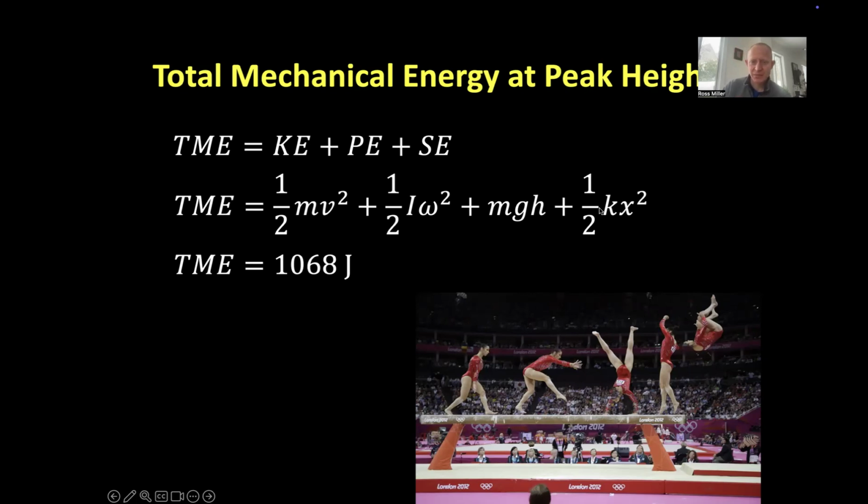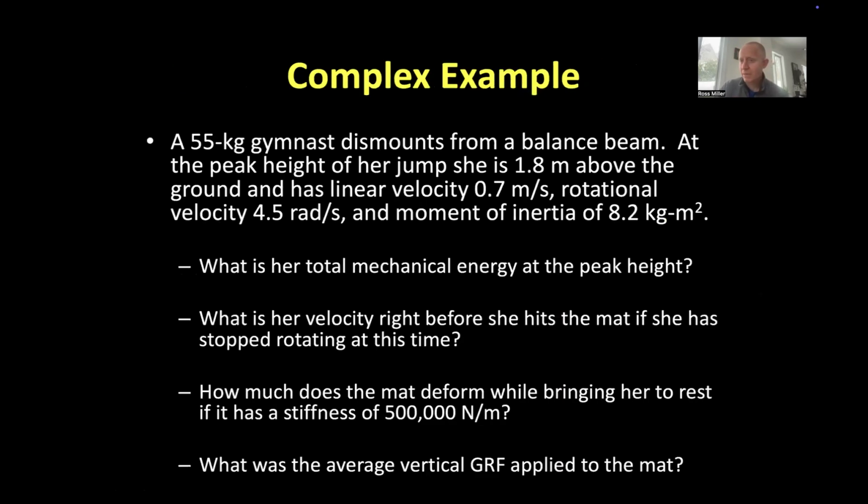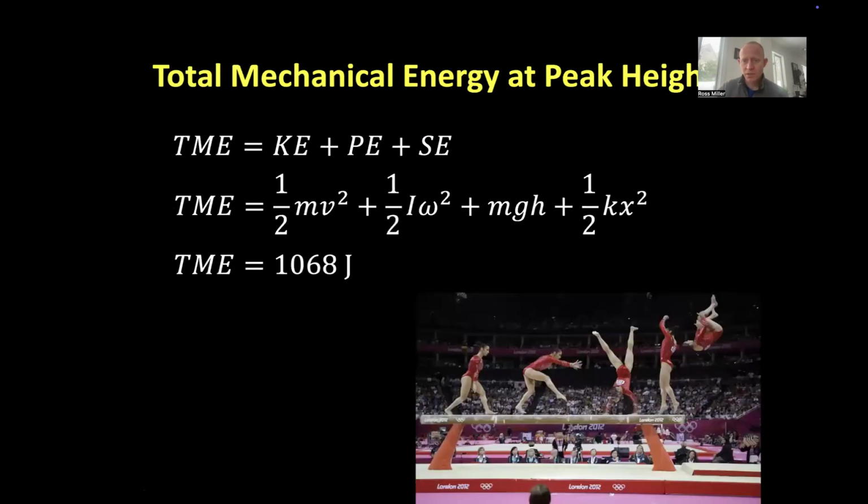Okay. And then I go back to what do I know here? And I'm given all those things. I've got a mass, I've got a height, I've got a linear velocity, I've got an angular velocity, I've got a moment of inertia. Okay. In this first problem, she's airborne, she's flying through the air. So the gravitational acceleration, that's just going to be your 9.81 meters per second squared.